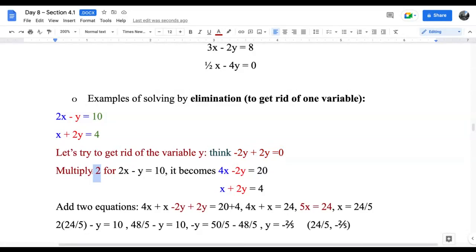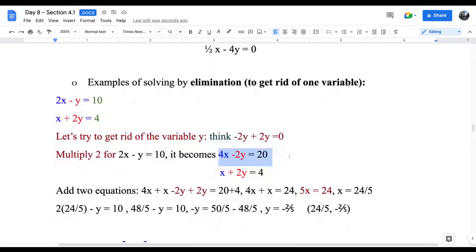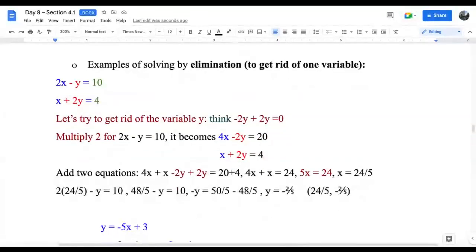Which means we need to multiply the first equation by 2. We have 3 terms, right? 2 terms on the left, 1 term on the right. So every term has to be multiplied by 2, then the equation stays true. So 2x times 2, 4x. Negative y times 2, negative 2y. 10 times 2, 20. So the first equation now becomes this.